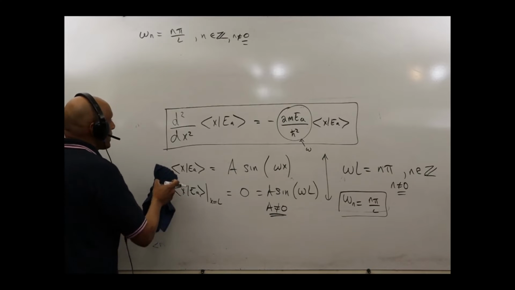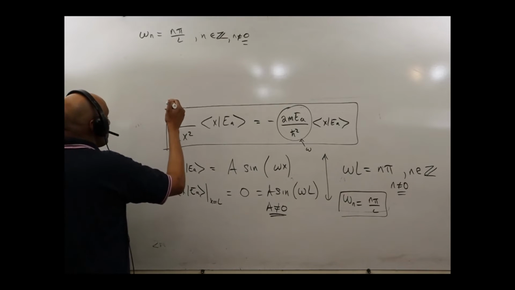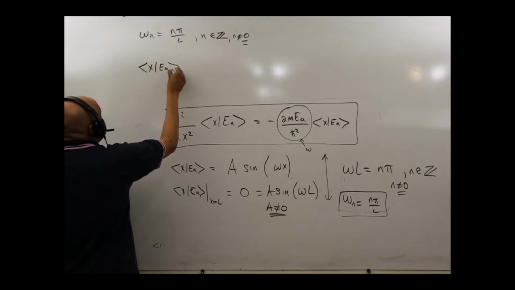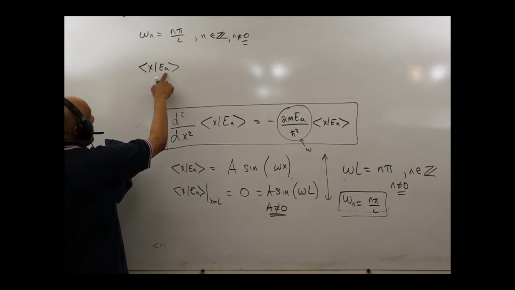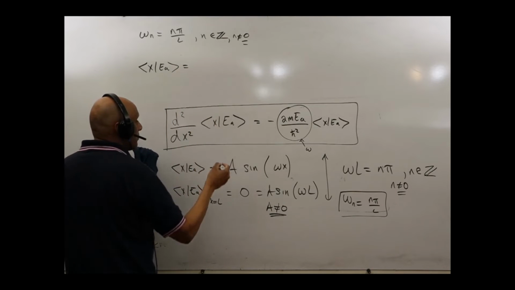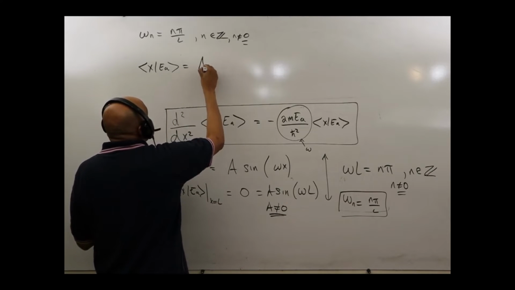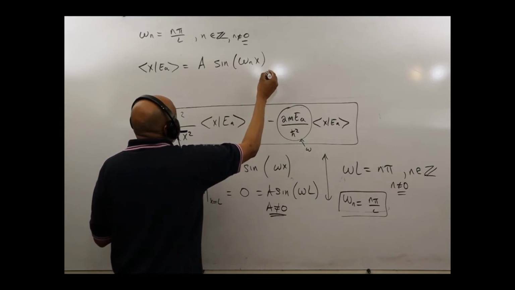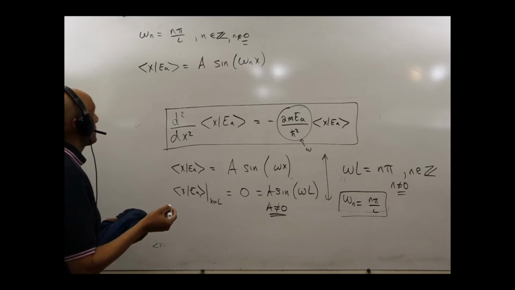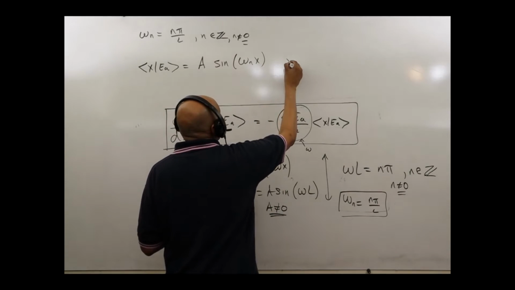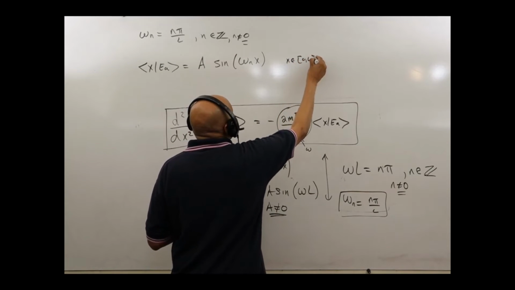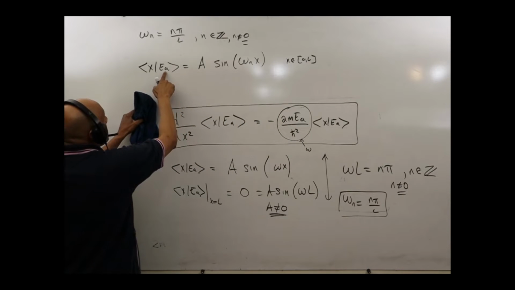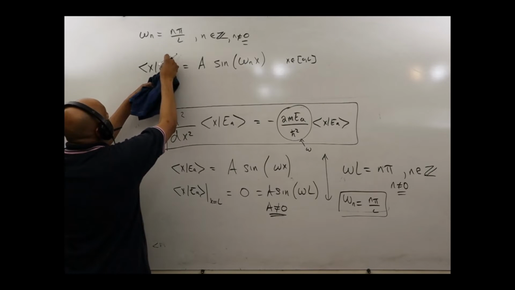Now we've reduced this, so let me erase this and summarize what we've done so far. The nth energy eigenstate is given by a sine of omega n x in the interval from 0 to L. It's 0 everywhere else. Also, the nth energy state, we can identify the nth energy eigenstate with E n. So instead of calling it E, let's call it E n.